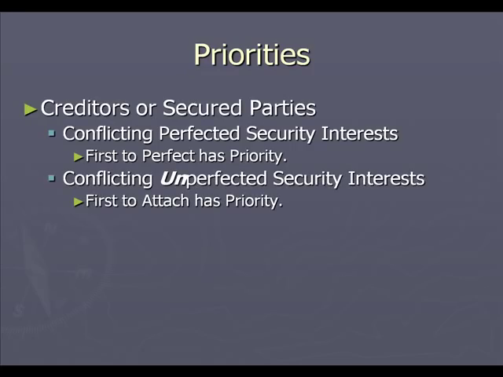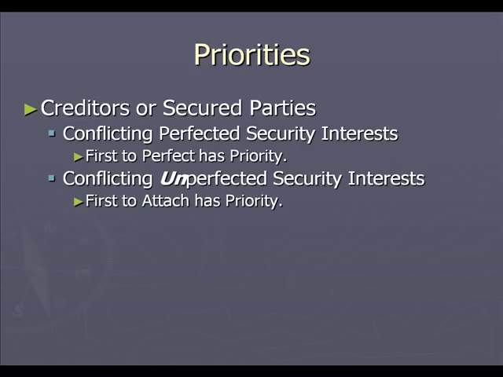So if you have two perfected security interest holders, Bank A has filed a financing statement, so has Bank B. Well, whoever filed the financing statement first wins. They get to be first in line to take the collateral. Now remember that the purchase money security interest holder will take over both of those. He'll be first in line.